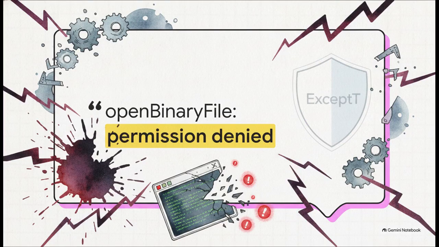And boom! This brilliantly illustrates the sudden plot twist in Ang's developer journal. Instead of a clean, typed error safely caught by our trusty wrapper, the application brutally crashes with a raw stack trace. The terminal just spits out, open binary file permission denied. The ExceptT wrapper did absolutely nothing to stop the crash. It completely bypassed the safety net.